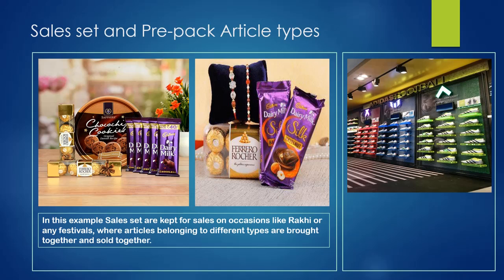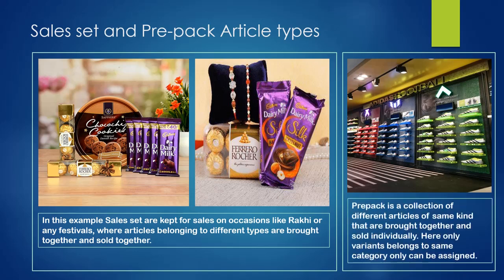Whereas for pre-pack, we can see an Adidas company. An Adidas store will order the Adidas manufacturer to provide some of the shoes of one category or one product or one model. So they will buy from Adidas all those models in bulk of different colors, but in reality they will sell them individually. So this is called pre-pack.